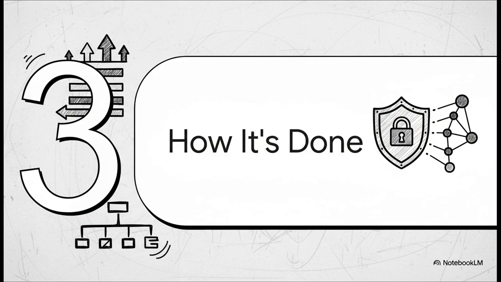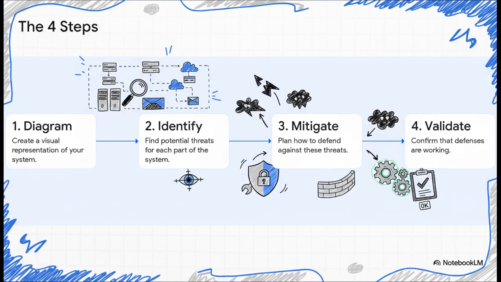Okay, so we get the proactive mindset, but how do you actually do it? How does this translate into a practical process? Let's break down the steps. Generally, it all boils down to these 4 key steps. First, you diagram. You draw a map of your system so you can actually see how everything connects and talks to each other. Second, you identify the threats for every piece of that map. Third, you mitigate. You figure out how you're going to defend against those threats. And finally, number 4, you validate. You make sure your defenses are actually built, in place, and working the way you think they are.